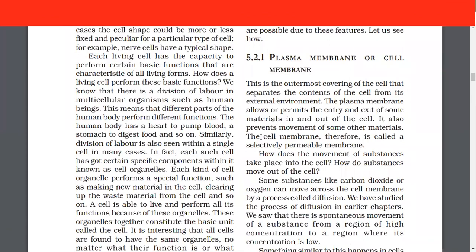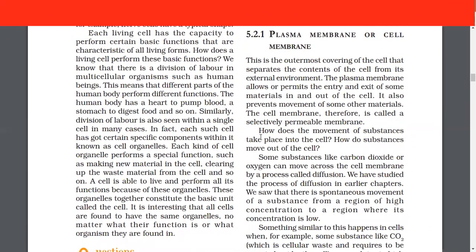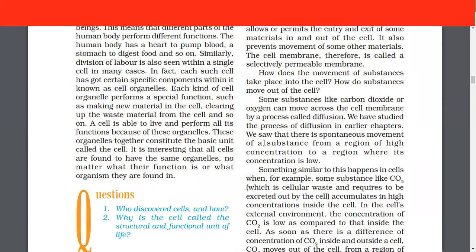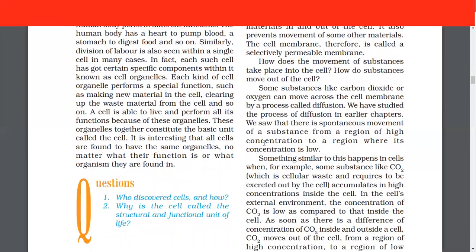Plasma membrane or cell membrane. This is the outermost covering of the cell that separates the contents of the cell from its external environment. The plasma membrane allows or permits the entry and exit of some materials in and out of the cell. It also prevents movement of some other materials. The cell membrane, therefore, is called a selectively permeable membrane. How does the movement of substances take place into the cell? How do substances move out of the cell?